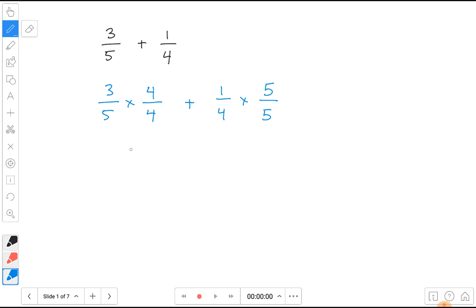So now we can work this out. 3 times 4 is 12. And 5 times 4 is 20, which we already knew. 1 times 5 is 5, and 4 times 5 is 20. So now we have a common denominator. The denominators are the same, so we can simply add the numerators. So 12 over 20 plus 5 over 20. 12 plus 5 is 17, and that gives us 17 over 20.